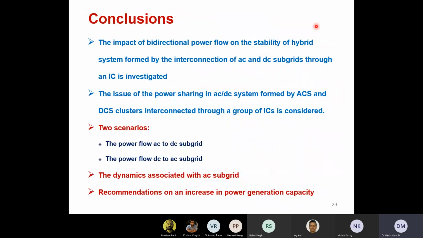So the impact of bidirectional power flow on stability has been studied. Also, when more interlinking converters are present in the network, the issue of power sharing may also arise. It requires a communication assisted device in order to improve the power sharing among DG sources. So as of now, two simple scenarios, power flow from the AC to DC subgrid and power flow from the DC to AC subgrid, are studied in order to determine the dynamics and what recommendations are required.